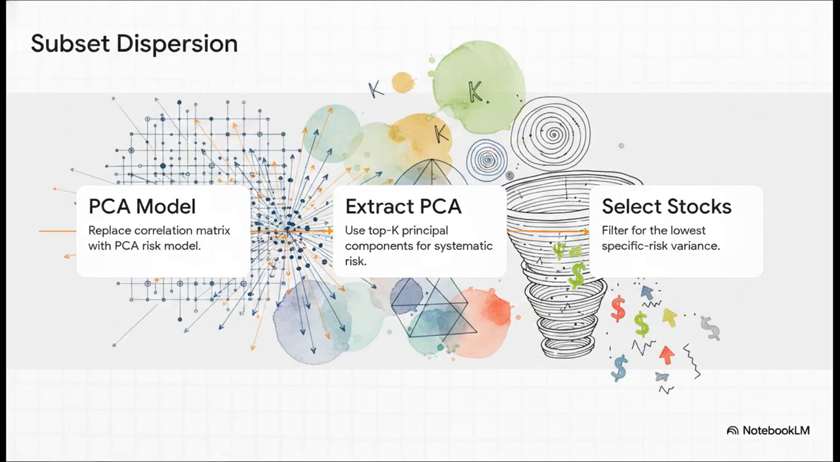But think about this. What if you're trading the S&P 500 and some of the smaller components have super illiquid options? You can't efficiently trade all 500 names. This is where the strategy gets an upgrade to subset dispersion. Step 1, we throw out that basic sample correlation matrix and replace it with a principal component analysis, or PCA, statistical risk model. Step 2, we extract the top K principal components to explain the systematic risk of the market. Step 3, we select a subset, maybe just 100 stocks out of the 500, that have the lowest specific risk-weighted variance. By doing this, we've mathematically isolated the absolute best components to trade, minimizing the chance of idiosyncratic blowups.